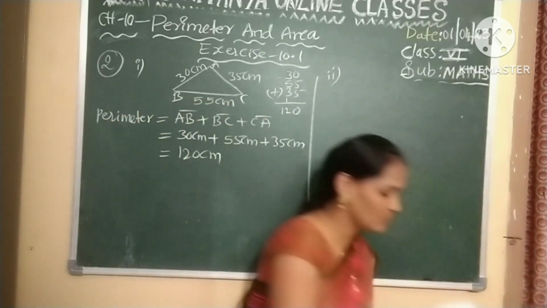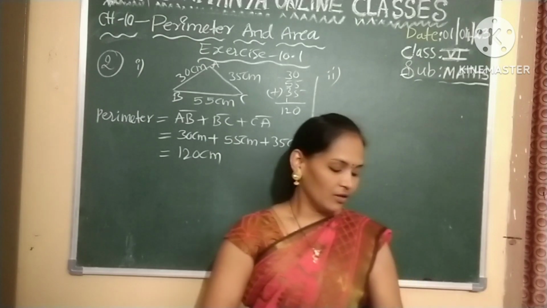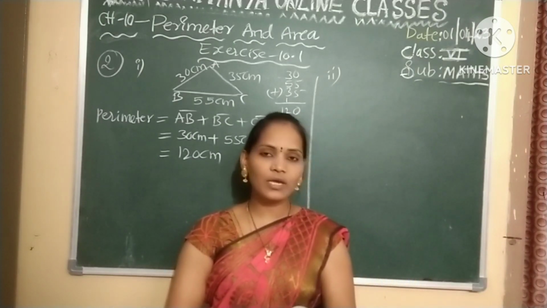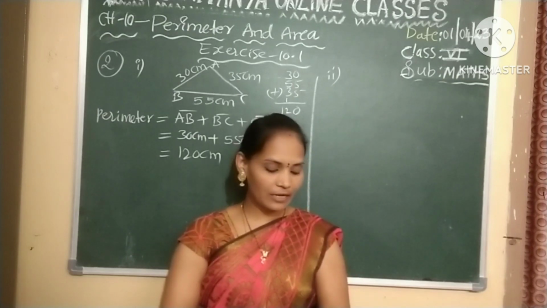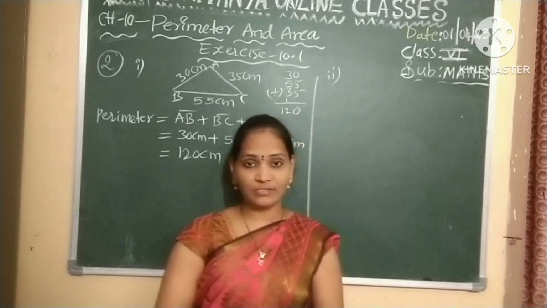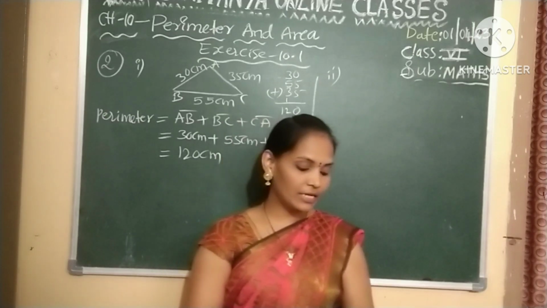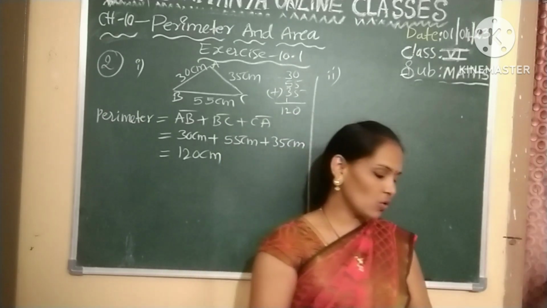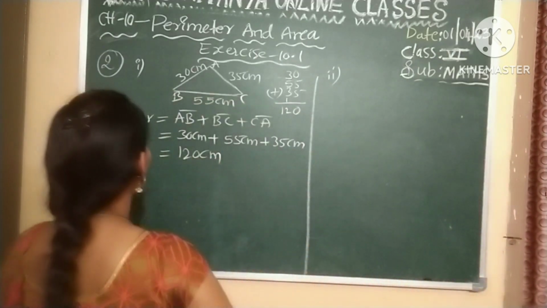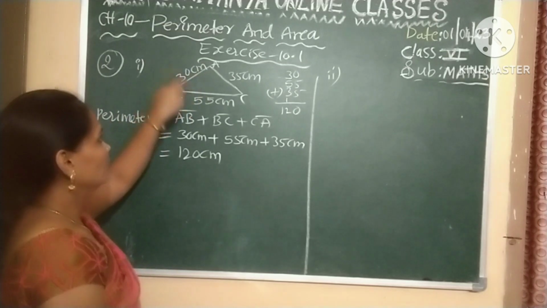See here, second question is given. Find the perimeter of each of the following figures. Few figures are given, that perimeter we need to find out. And we should find out the cost of fencing also, putting a wire around that figure. So how to find? Let us see. Here, first figure is triangle given.